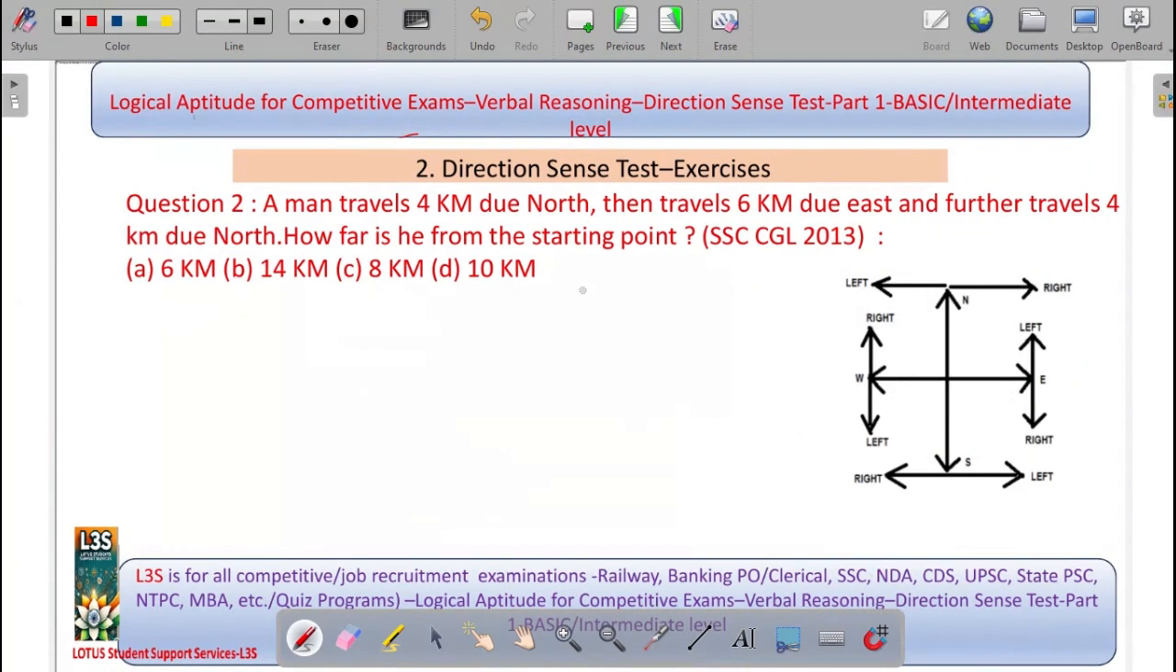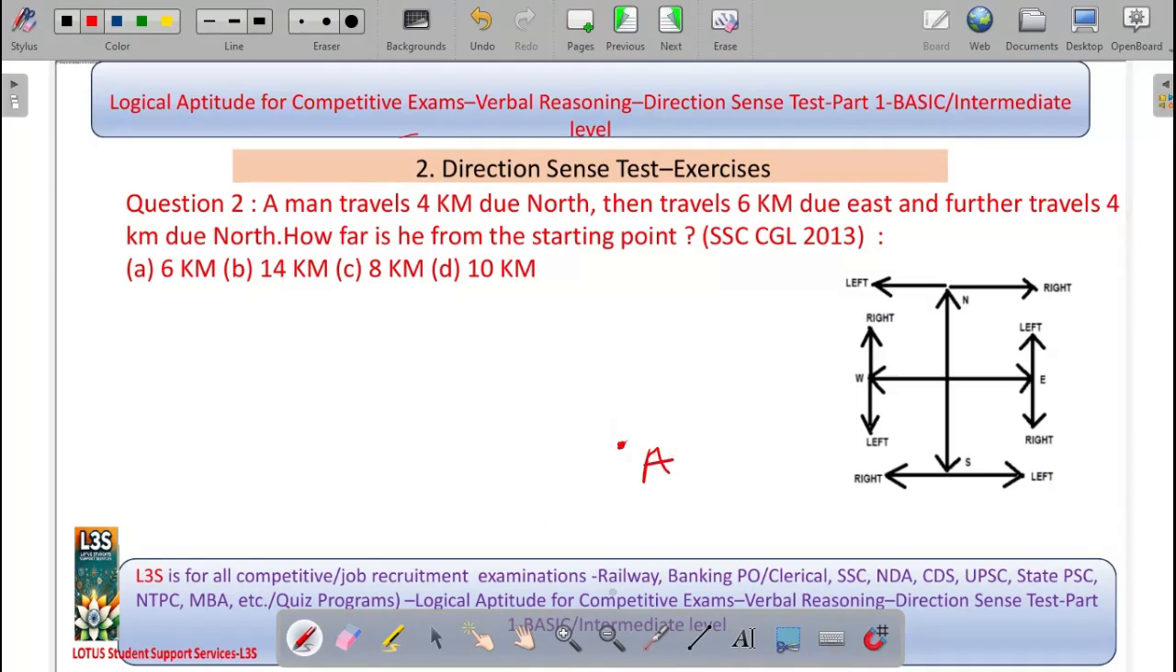Question 2. A man travels 4 km due north, then travels 6 km to east and further travels 4 km to north. How far is he from the starting point? Options are A 6 km, B 14 km, C 8 km, D 10 km. So a man travels 4 km to the north side. Say he started from here and we call it A.